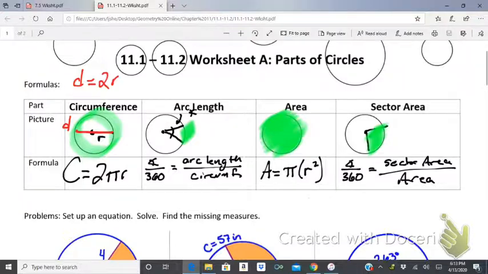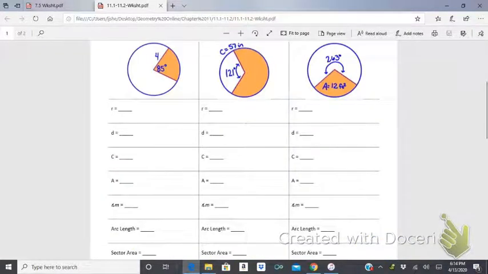Okay? So, we're going to go through some of these examples. The thing that it wants us to do is fill in all of the missing information. So we're going to start out with what we know. Right now I know that the radius is 4, and I know that the angle measure of the shaded region is 85 degrees. Now I have to use that information to help me figure out the rest of all of this.